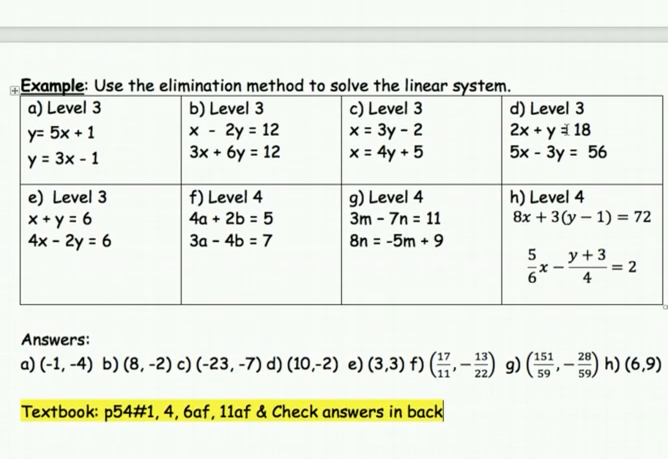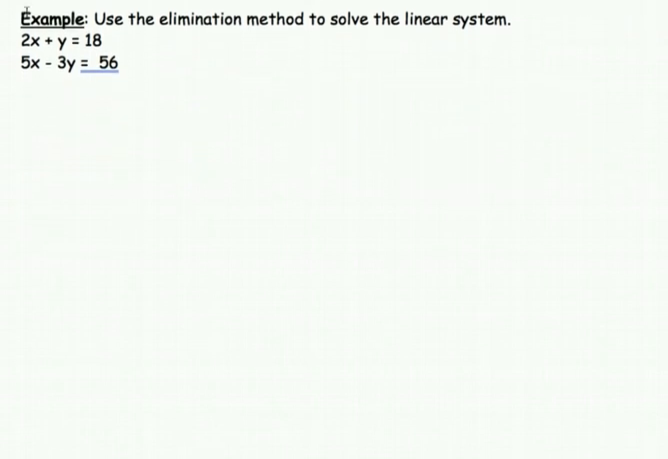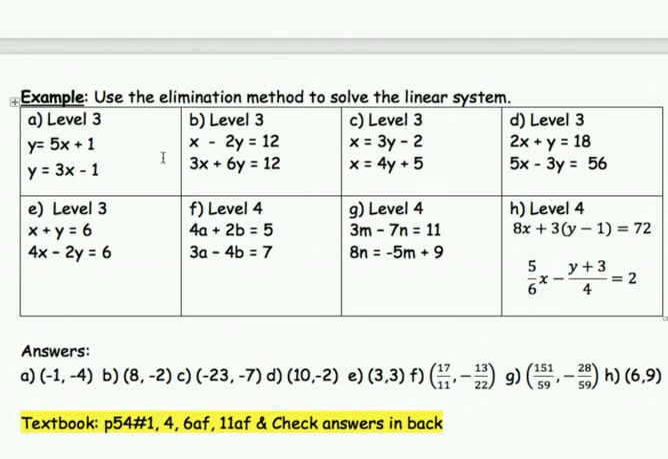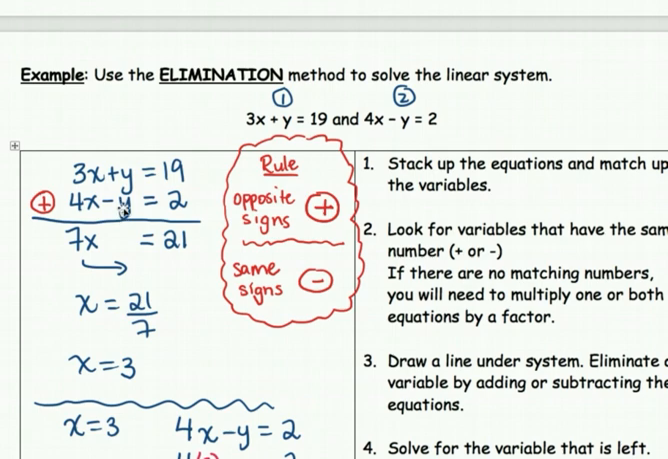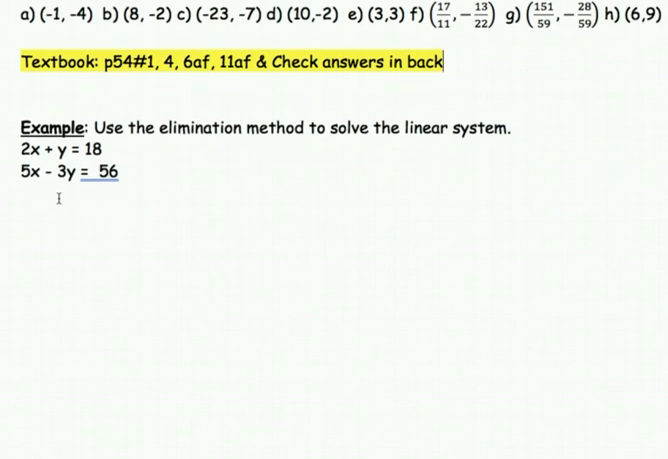This is D here. What's different about this one compared to the last one is that in the previous example, when you lined them up, the y's both had a 1, so it was easy to eliminate. Here we have the x's 2 and 5, and the y's 1 and 3. They're not the same, so we have to use a slight modification to get through this question. I'm going to label them equation 1 and equation 2, so you know what I'm talking about.